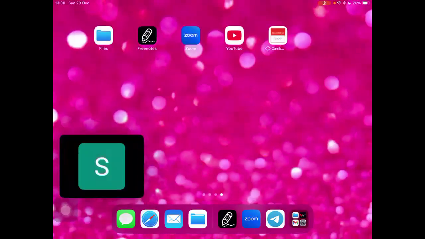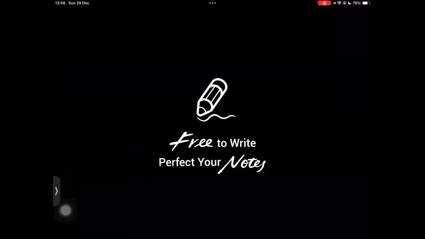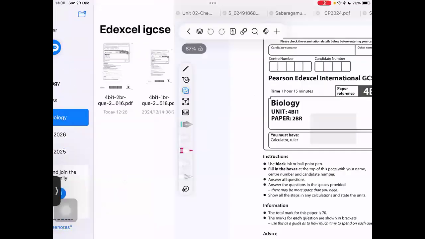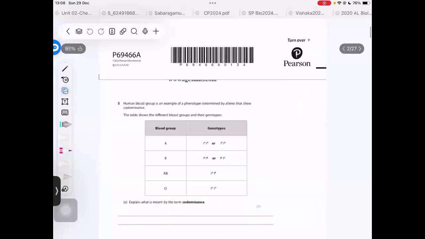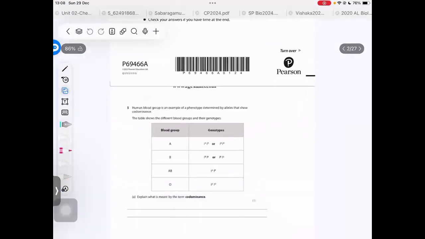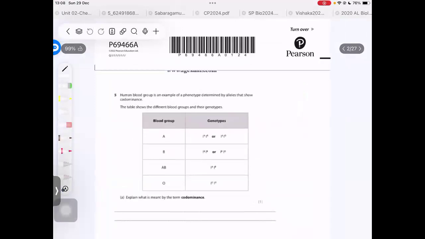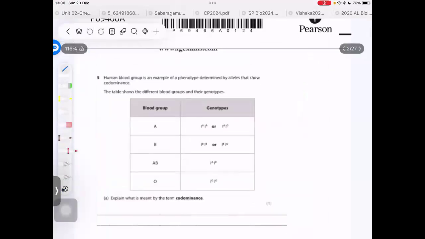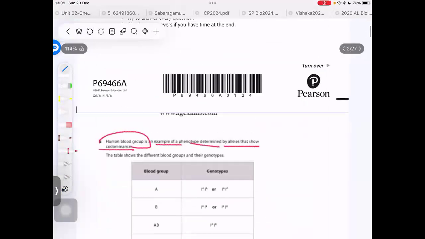Okay. So now I will be sharing the screen. Right. So this is the question that I have taken. In this question, you can see that they have mentioned human blood group is an example of a phenotype determined by alleles that show codominance. What do you mean by codominance?